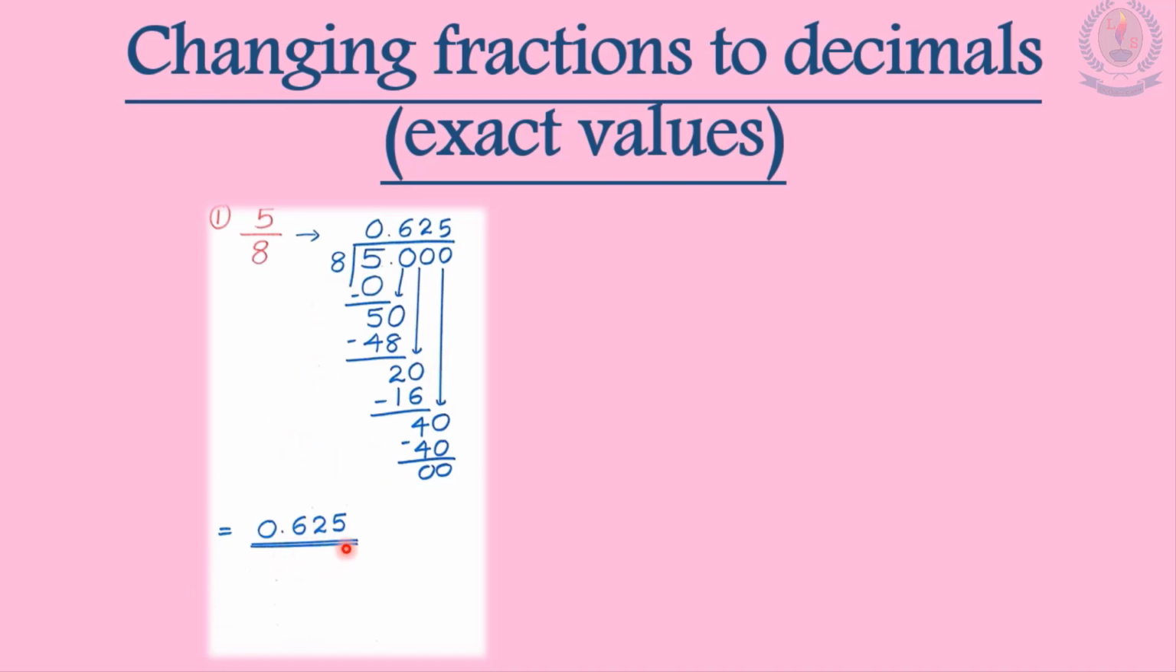0.625, right? That means it's better to find the decimal answers up to the second or third decimal place.